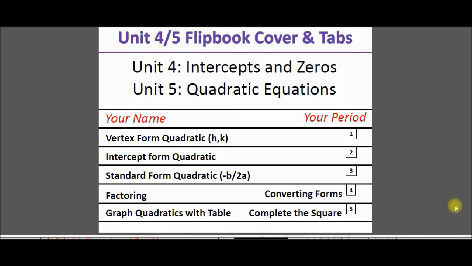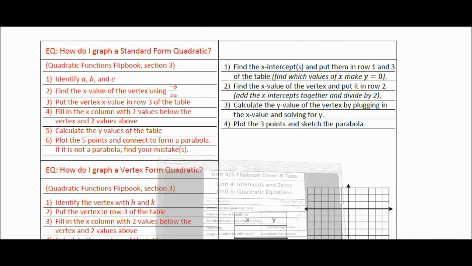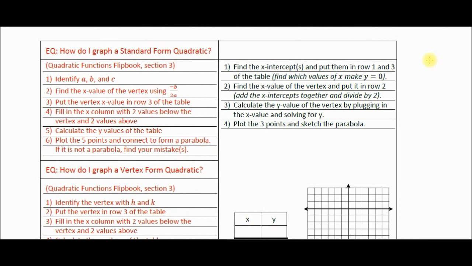Alright, I assume that you're done filling out the title and the section tabs, and let's go ahead and go to our first section. This video is going to cover section 5 in your flipbook, the top flap. The good news about this flap is most of the stuff on this flap is review, but I wanted to put it all together with you in one section now. Basically, this section of your flipbook explains how to graph the 3 different quadratic forms.